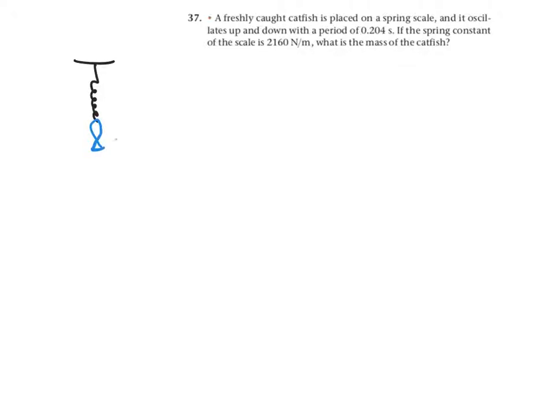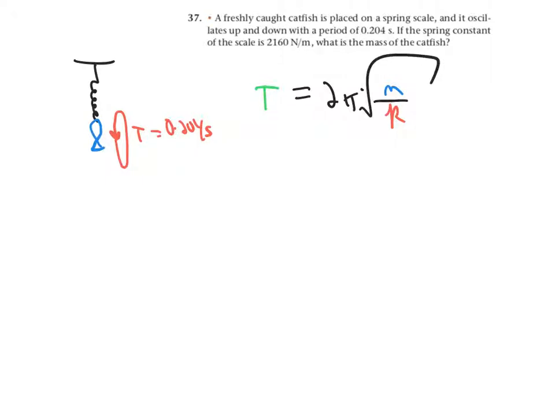And we were saying that the catfish does an oscillation with a period that is 0.204 seconds. And we know that the period for a spring system is 2 pi times the square root of the mass over the spring constant. So we can just solve this over. We can square both sides, and we get T squared equals 4 pi squared m over k.